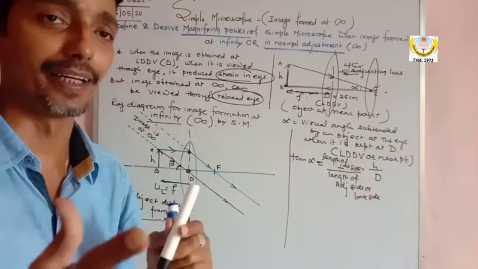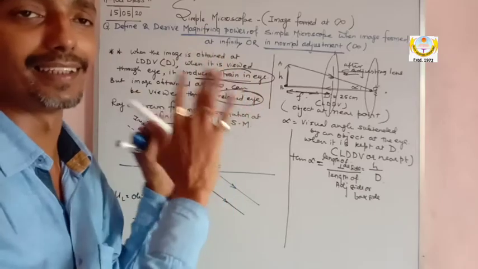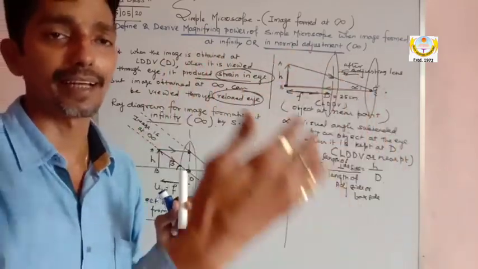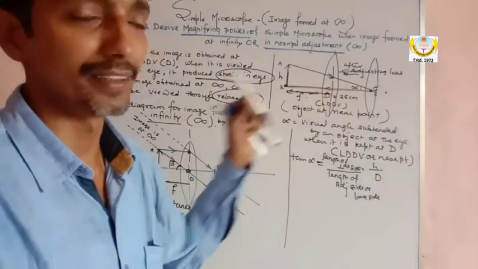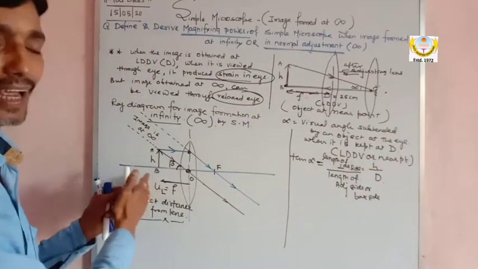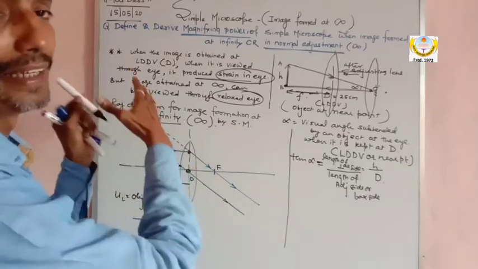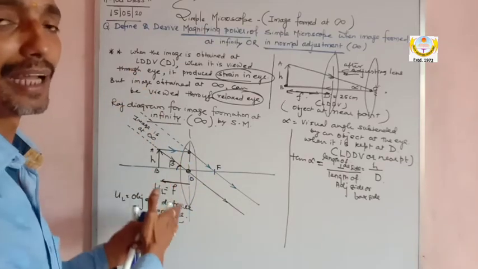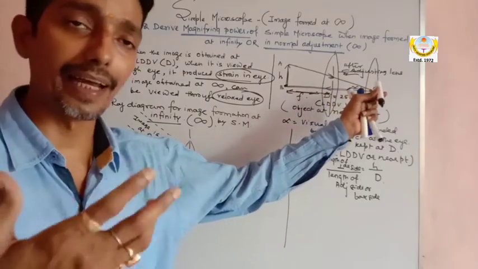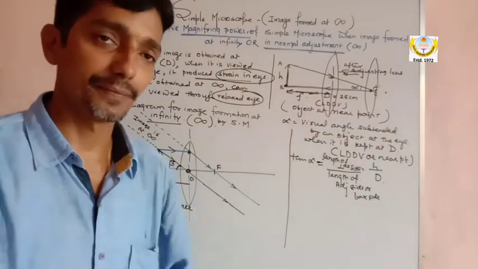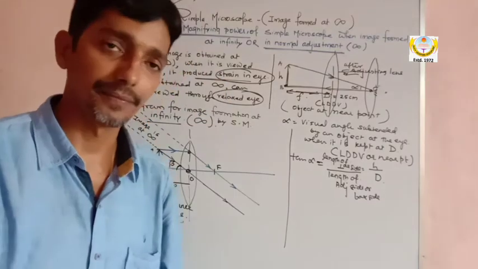Put this in your mind: the object's visual angle is fixed by keeping the object at the least distance of distinct vision, that is 25 centimeter, alpha. Please, the object which I have brought to get an image at infinity is the object distance from the lens, and the visual angle which you are talking about is through a naked eye without lens. I hope it is clear.